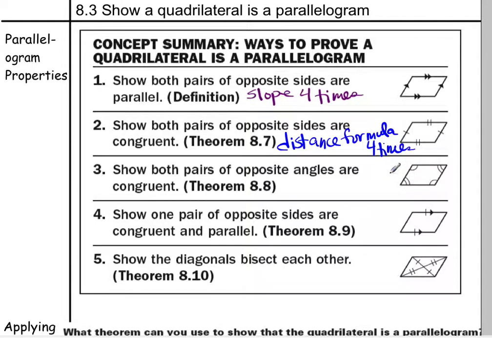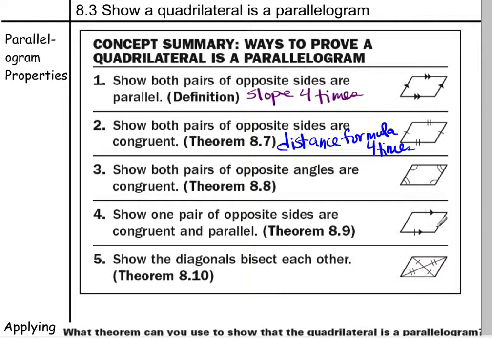The third method is to show that you have both pairs of opposite angles congruent. Now we're going to use problems where we are using this, but it doesn't work out very well if I give you 4 points and ask you to plot them and then tell me if it's a parallelogram or not. This would be the hardest way, and you could only do it if these were right angles. So I'm not going to write any formulas here. We will use this, but mostly just if they say, what value of x makes this a parallelogram?